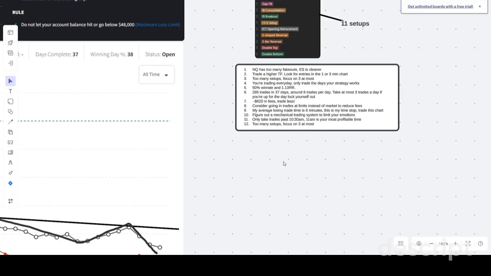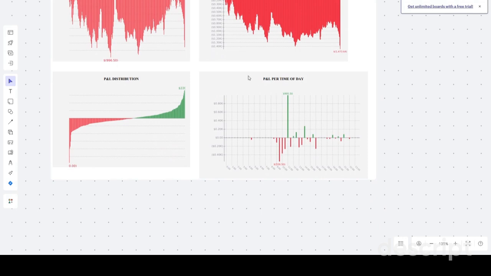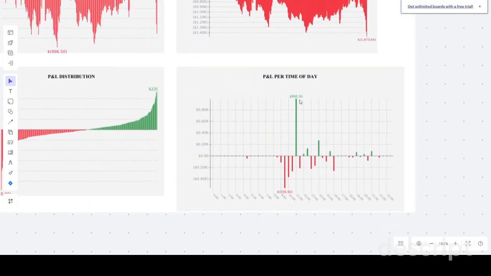Also, taking trades past 10:30 a.m. Let me show you this real quick. So you can see here, this is the P&L per time of day, and very clearly this stands out, right? $1,000 at 11 a.m. What I'm trying to figure out is why this is the way it is. Why am I making so much money at 11 a.m. and why am I losing money pre-market? That is 8 a.m., 9, you get the point.